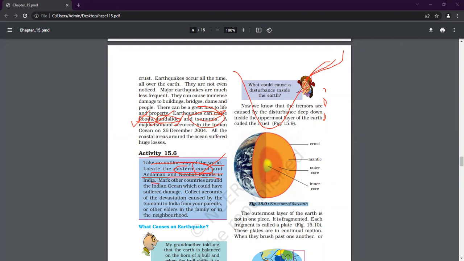This is the eastern coast near the Bay of Bengal, Bangladesh. This coastal region is the eastern region, and this is the Andaman and Nicobar region. So you can do it in the map also. Now mark other countries around the Indian Ocean which could have suffered damage.